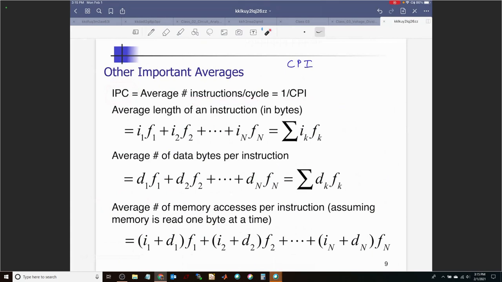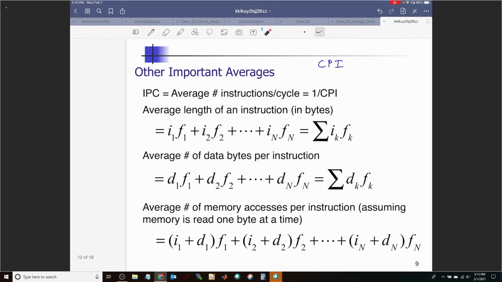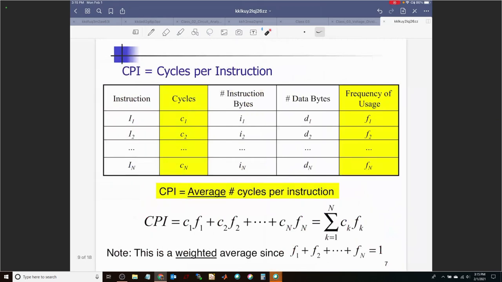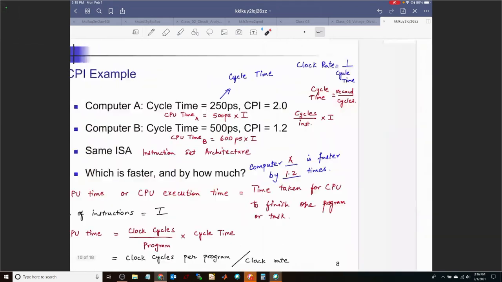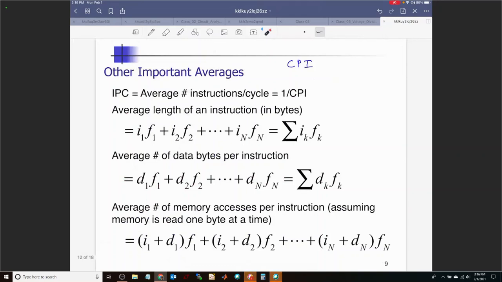All right. The average length of an instruction in bytes, how can you compute that? If I go back to the table, we are looking at average bytes per instruction: I1, F1, I2, F2, and so on. So the weighted average of the bytes that we need for each instruction gives us the average length of an instruction in terms of bytes. The unit would be bytes.